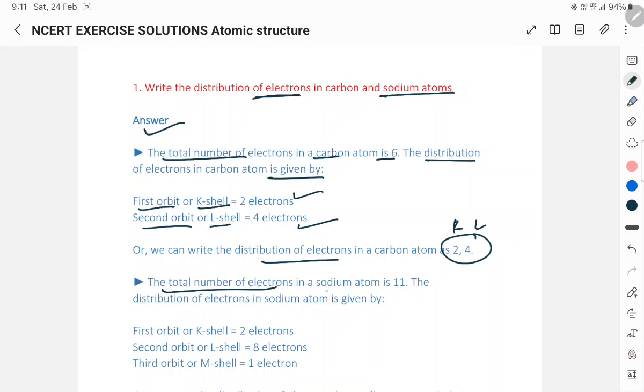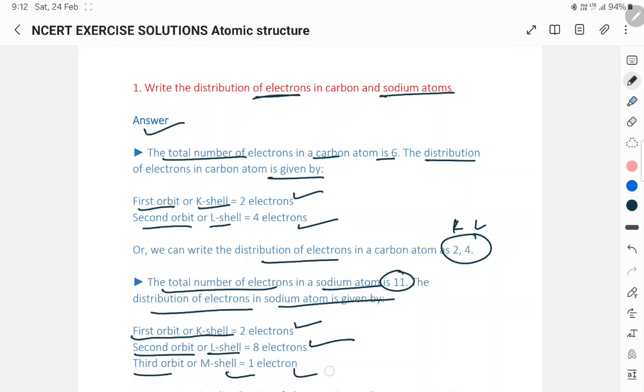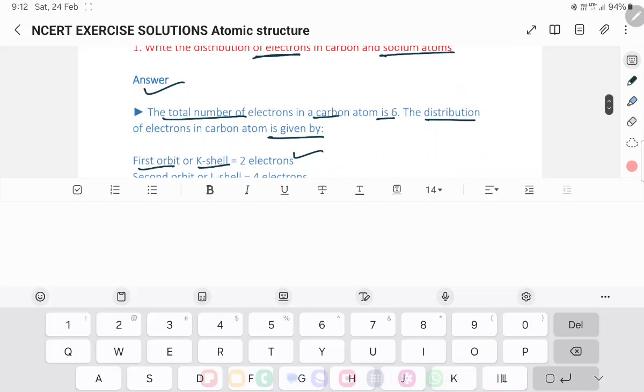The total number of electrons in a sodium atom is 11. The distribution of electrons in a sodium atom is given by the first orbit, K shell, which can accommodate 2 electrons, the second orbit, L shell, which can accommodate 8 electrons, and the third orbit, M shell, which can accommodate 18 electrons. But as per the given element, sodium, it has 11 electrons, so the distribution will be 2, 8, and 1. So this is the electronic configuration of sodium.